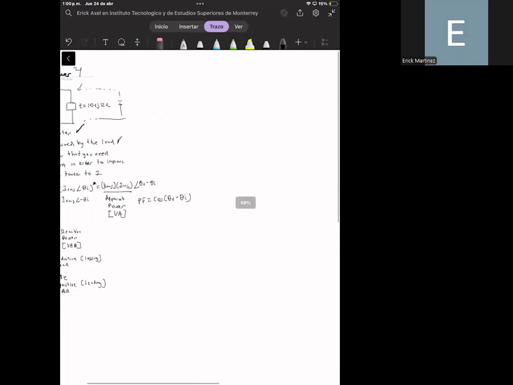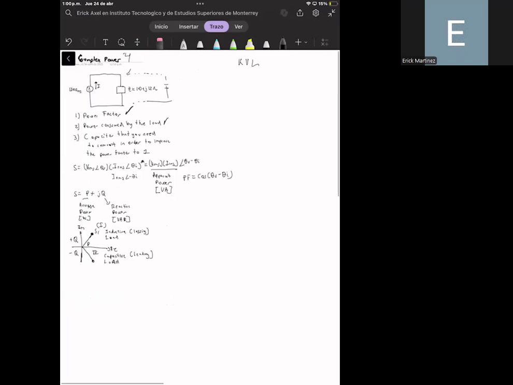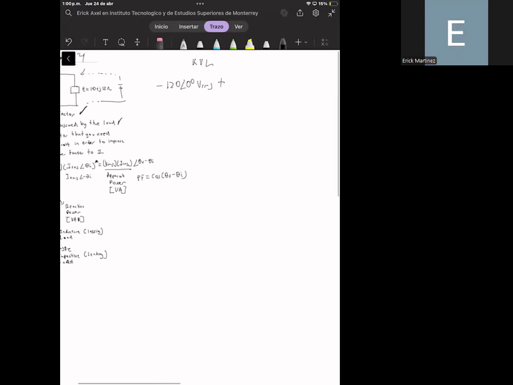Okay. So the idea is as follows. We can apply the Kirchhoff voltage law to this circuit. So in this case, you will have minus 120 with an angle of 0 degrees, volts RMS, plus I.